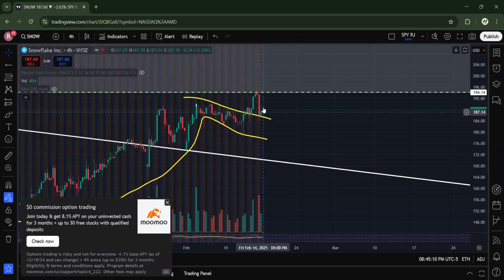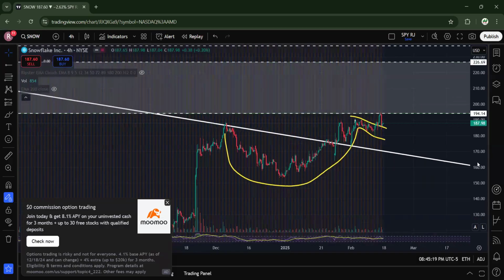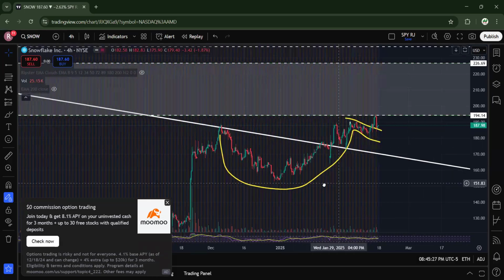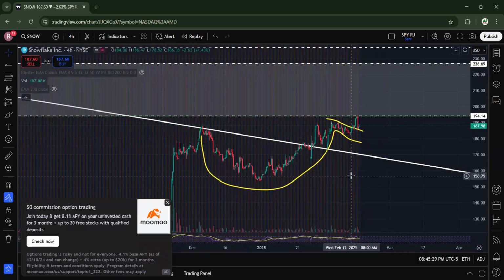So it could be a good buy the dip opportunity. And of course, if it continues downward, then it wouldn't be. So this is one that is happening now on Snow. Snow does have earnings coming up, so it's going to be more risky to play it. But if I had to bet, I'd bet on it to go upside just from a technical standpoint.